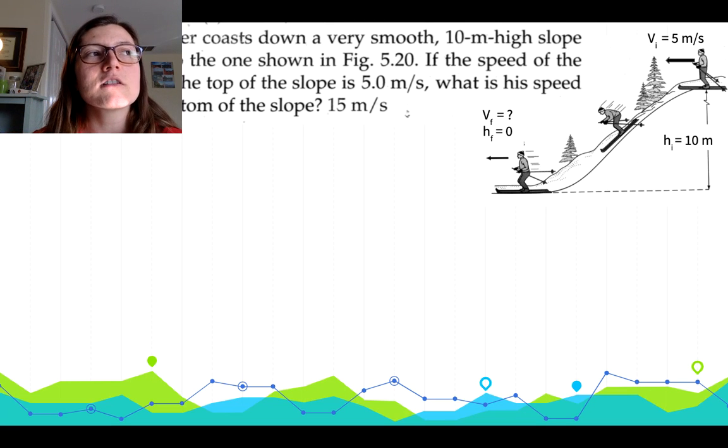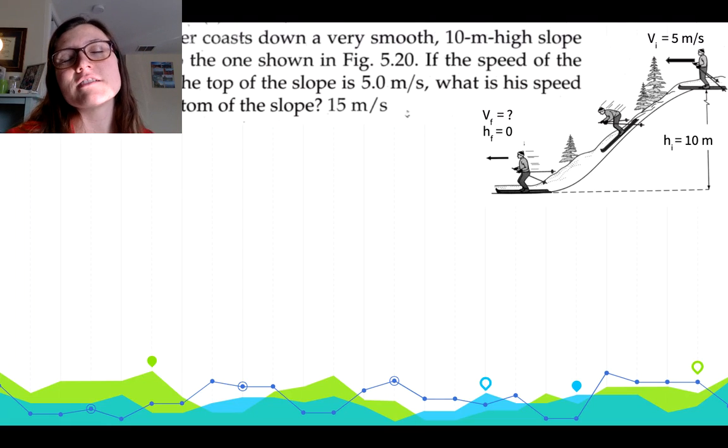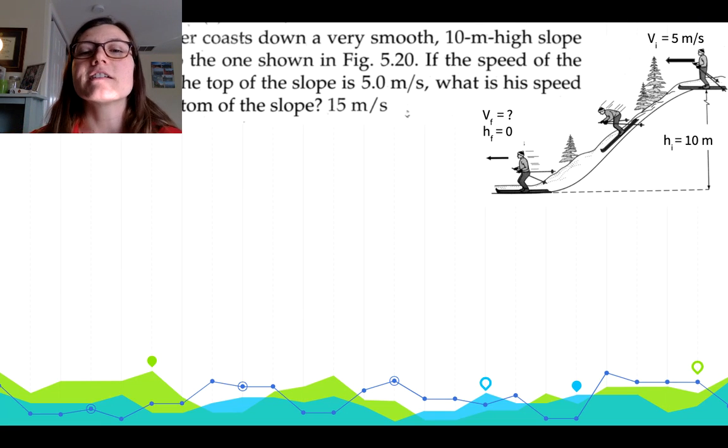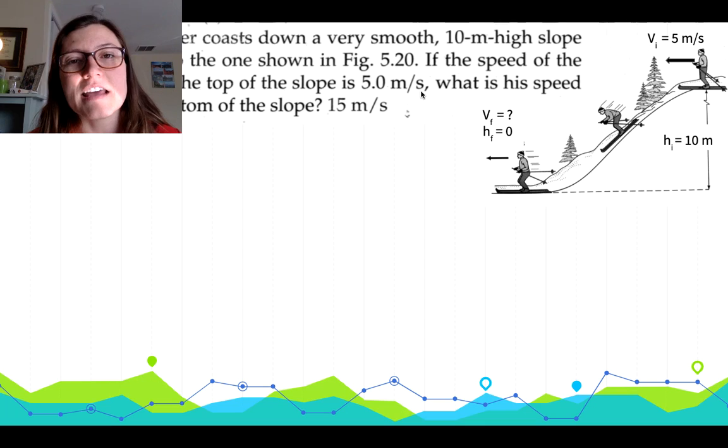Again, this is similar to an example that we did in class. We named the skier Christy, but it's very similar to that problem. Notice that we're not given mass. If you remember, mass cancels out, because it's present on both sides of the equation.